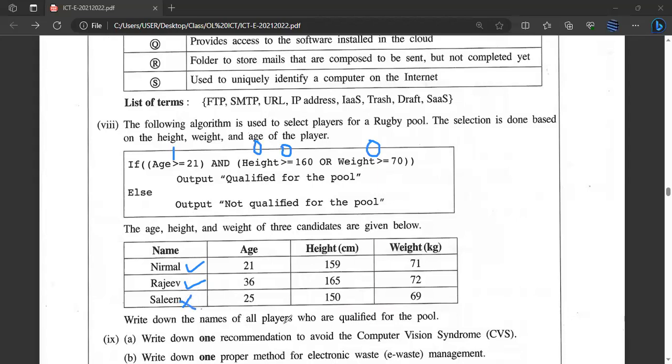So write down the names of all players who are qualified for the pool. So who are the people who are qualified? Nirmal and Rajiv. Right. So moving forward to the next question.